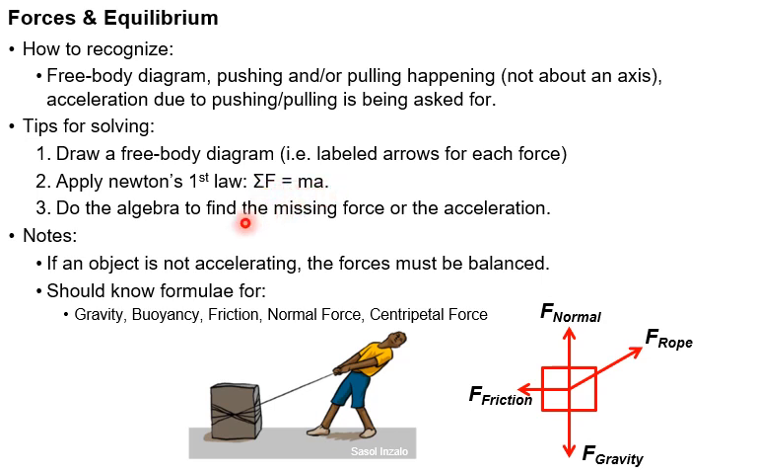And then all you do is you just do the algebra to figure out your missing force or your missing acceleration. So these problems always boil down to F equals ma. Note that if your object is not accelerating, that means a is 0. That means the sum of your forces is 0. The forces must be balanced.